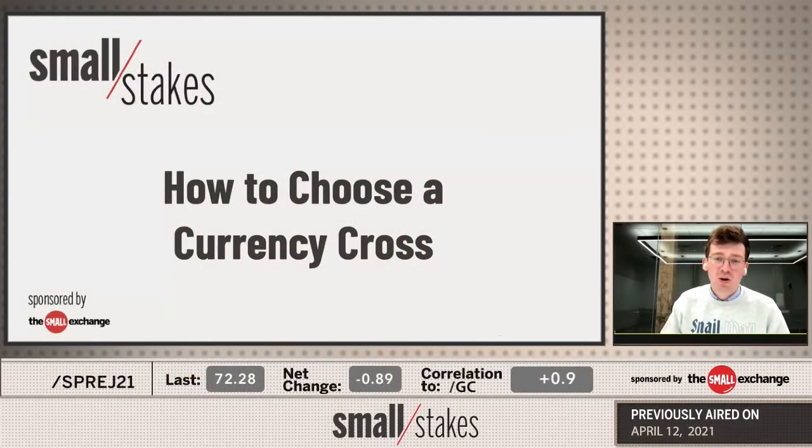How to choose a currency cross. That's the topic of conversation here today. Currencies are heating up for the first time all year, it seems. We just saw to start 2021 more of the same from last year, which was US dollar weakness and slight strength in the British pound, euro, and a couple of other currencies there. We've seen the dollar bounce, and we've seen some turbulence in those other currencies.